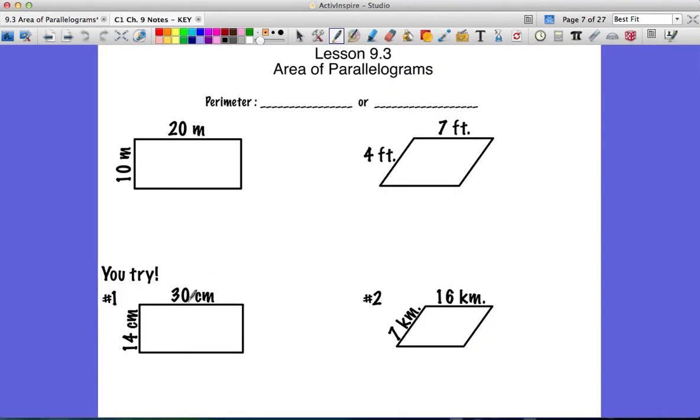Okay, so when we're done with the lesson, you need to try numbers 1 and 2 on your own and post those on Edmodo. But these are not the last parts of the lesson because we're also going to talk about area.